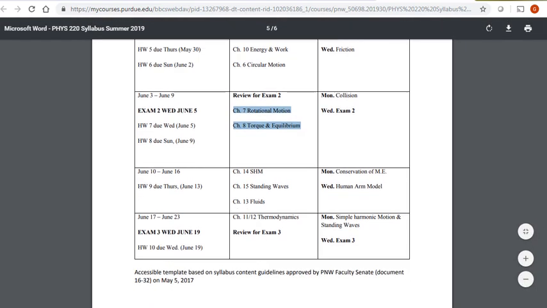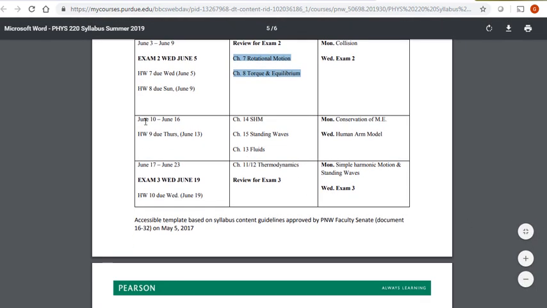And then the last couple of weeks, we skip around a little bit again. So June 10th to June 16th, simple harmonic motion. That's what SHM stands for. So that's Chapter 14. We do standing waves, and then we do fluids. Okay, and then here's when the homework is due. Homework 9 due on Thursday. These are the labs that will go along with the material.